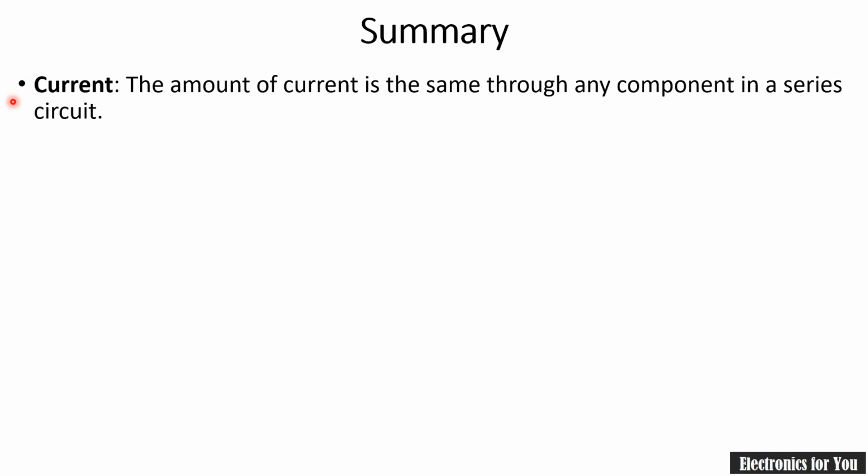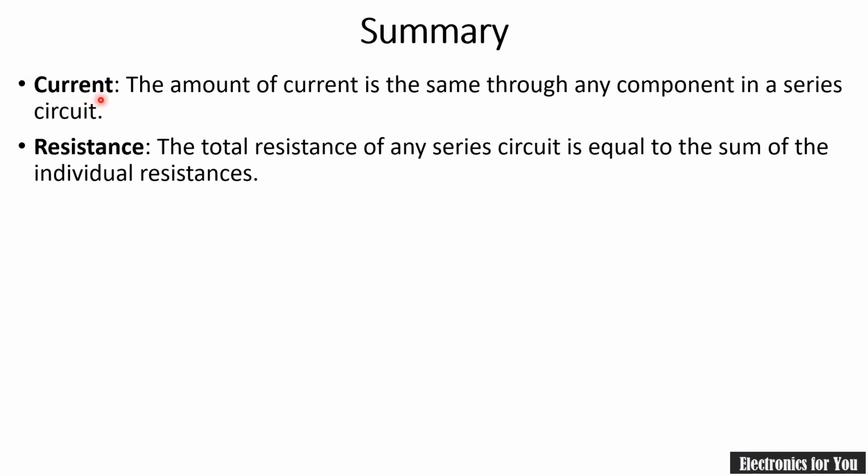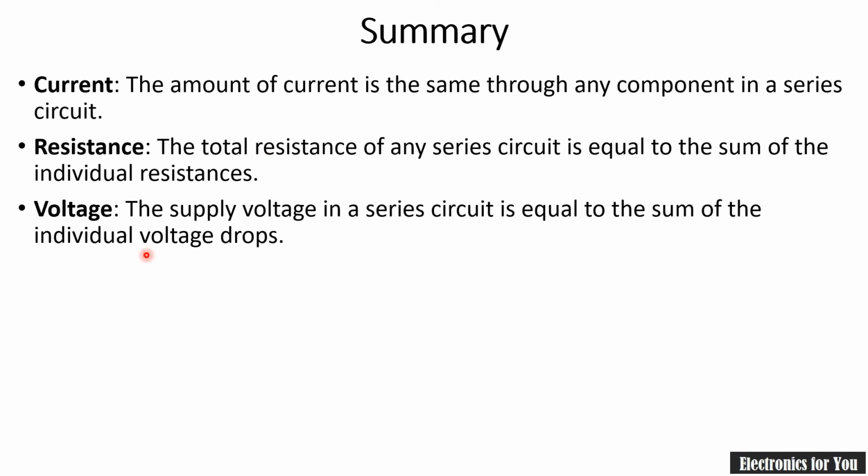In short, here we can conclude that a single current I is flowing through a series circuit. In case of resistances, the total resistance, that is the equivalent resistance, is nothing but the addition of all the individual resistances. And the third one, that is voltage: the supply voltage in a series circuit is equal to the sum of individual voltage drops, or we can say potential drops. So this is in short a series circuit.